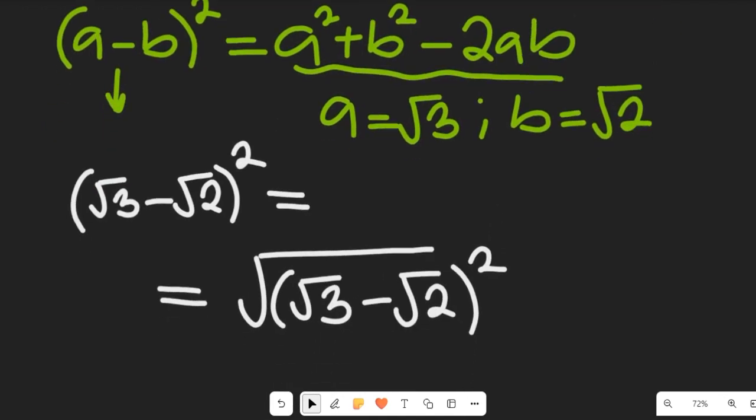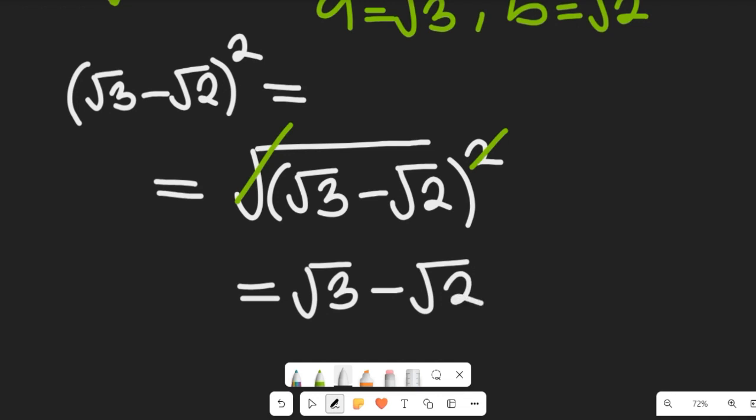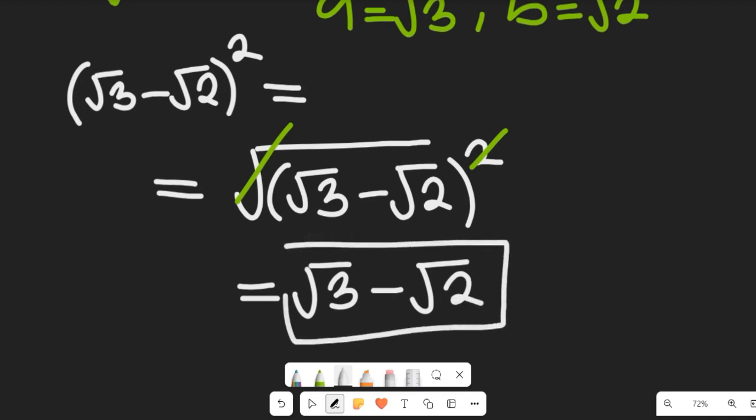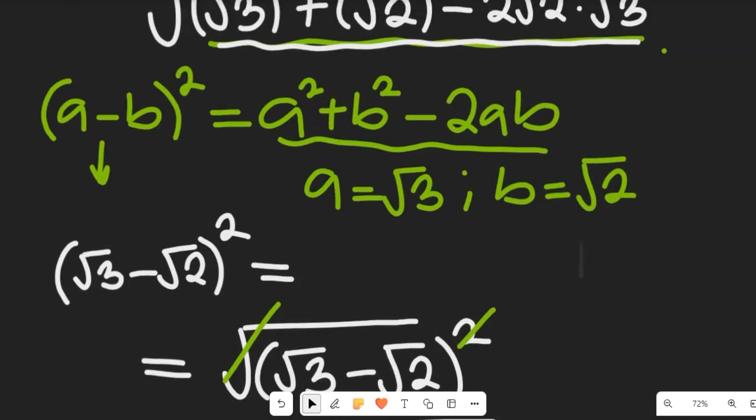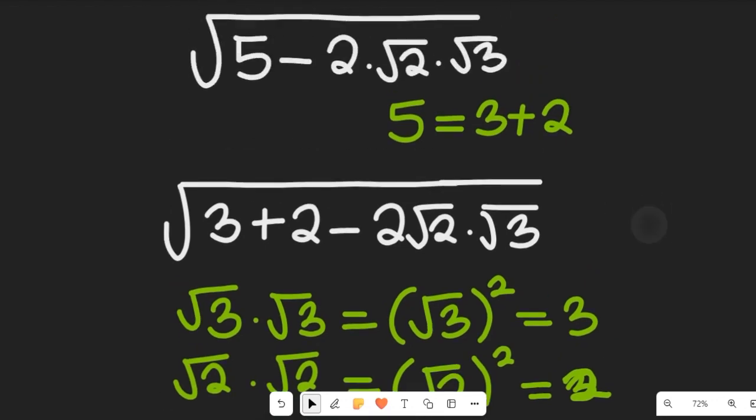Since the solution to this expression is all squared, if we simplify that, we'll have this expression clearing the square root, and that whole expression will be equal to square root of 3 minus the square root of 2. So the solution to this whole expression is square root of 3 minus the square root of 2. So you see, we have just simplified this without the use of a calculator.